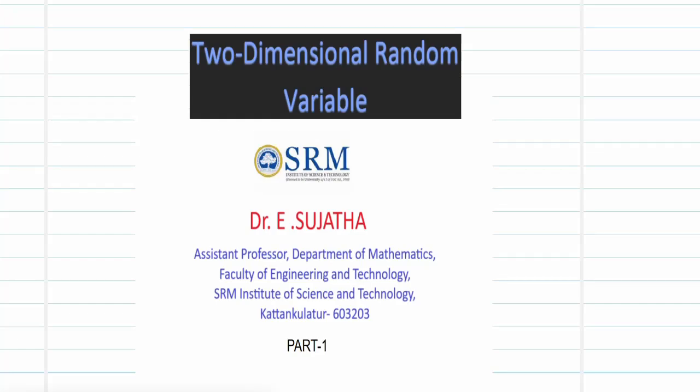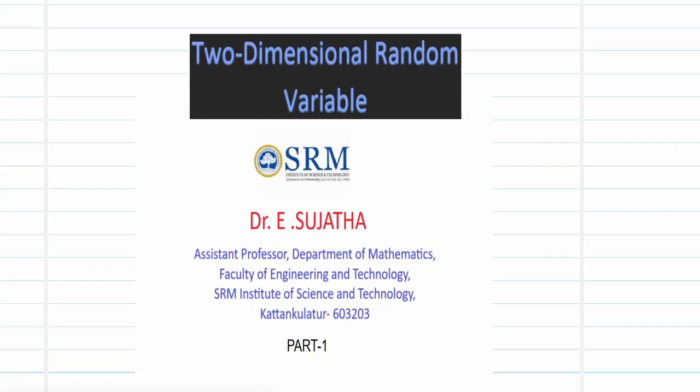Welcome to this video on two-dimensional random variables. We have already seen one-dimensional random variables in the prior videos. Now, what is a one-dimensional random variable? It is nothing but a mapping or a function that takes the elements of the sample space and maps them to the real number system.